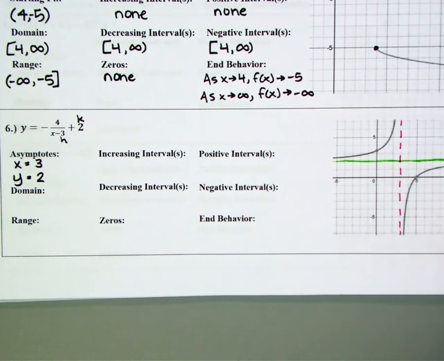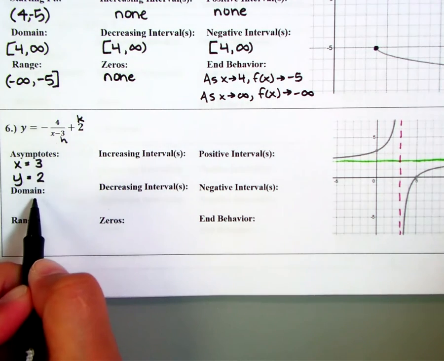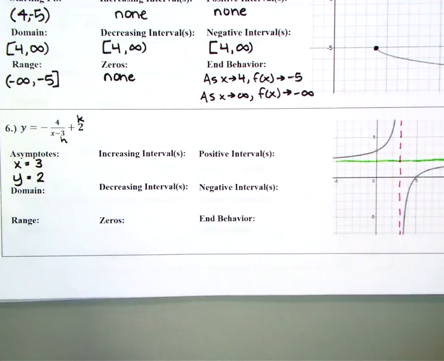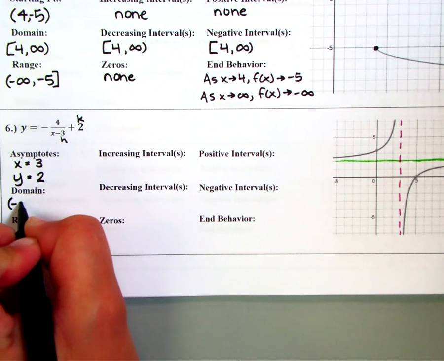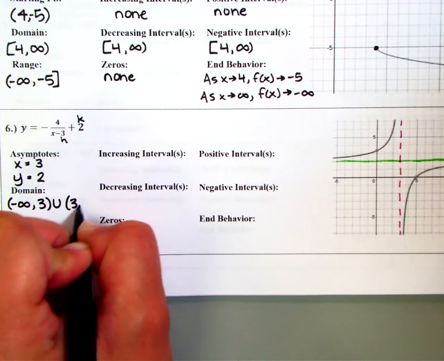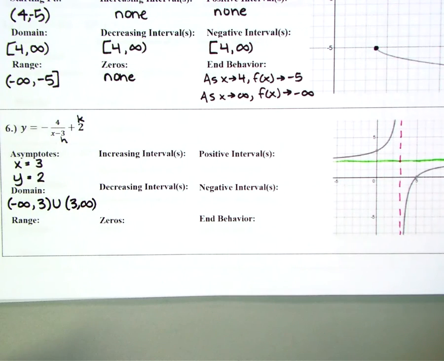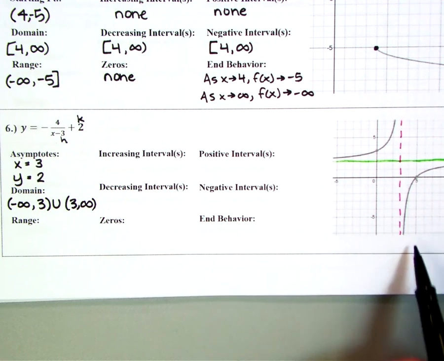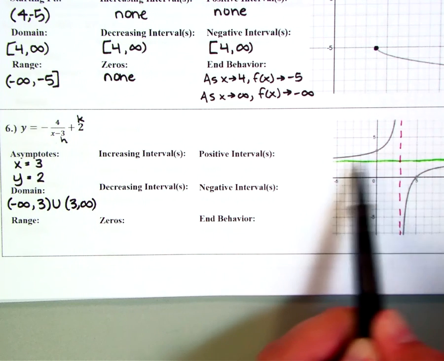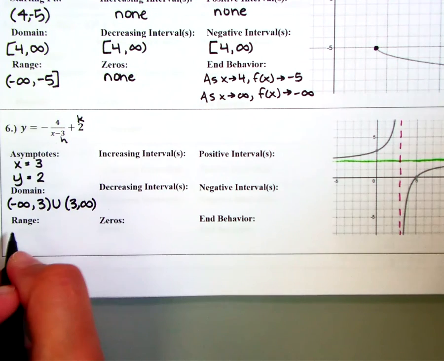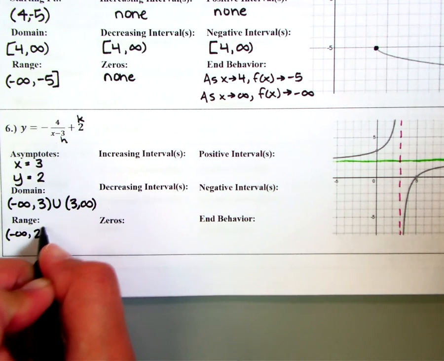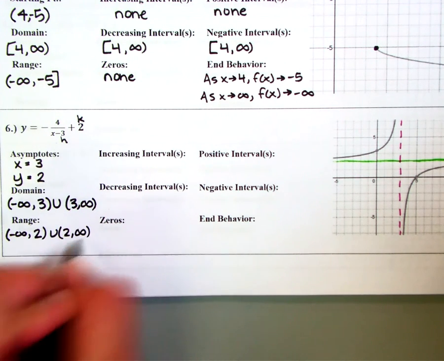My domain is all possible x values. We know at this asymptote, when x is 3, that my graph doesn't exist. So we are going to take that out of the domain. So we'll have negative infinity to 3 and 3 to positive infinity. And my range, same thing, it's bottom to top. It exists everywhere except for that asymptote. So when y is 2. So we'll have negative infinity to 2 and then 2 to infinity.